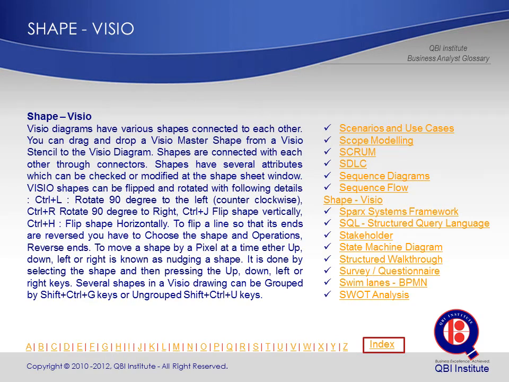To move a shape by a pixel at a time, either up, down, left or right, is known as nudging a shape. It is done by selecting the shape and then pressing the up, down, left or right keys. Several shapes in a Visio drawing can be grouped by Shift plus Control plus G keys or ungrouped by Shift plus Control plus U keys.